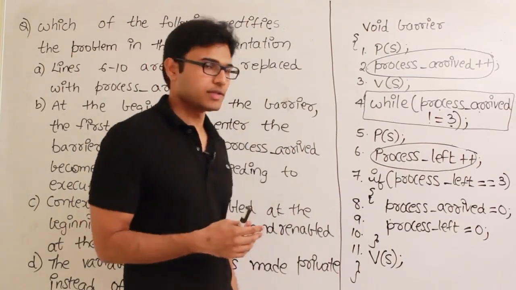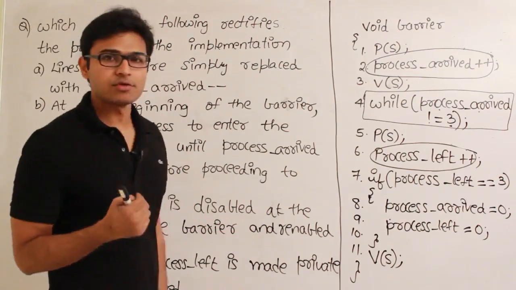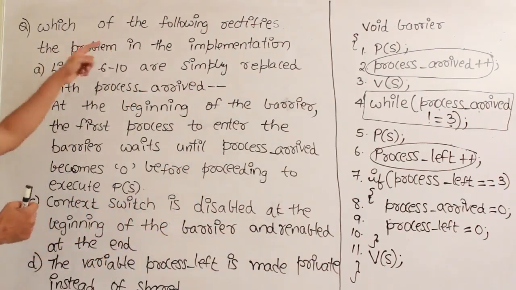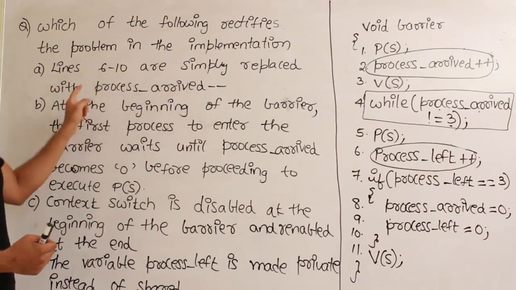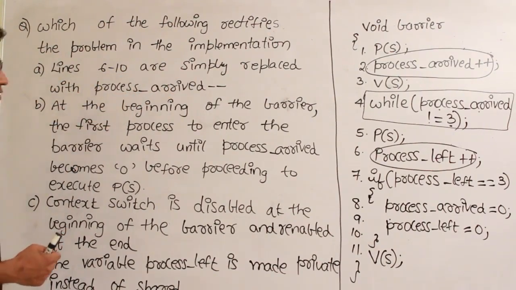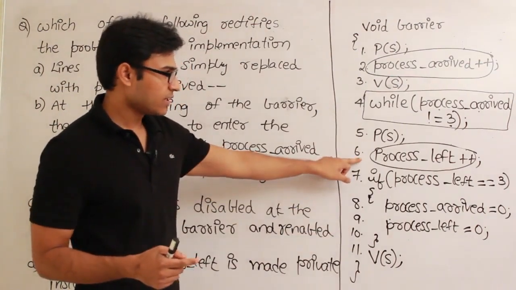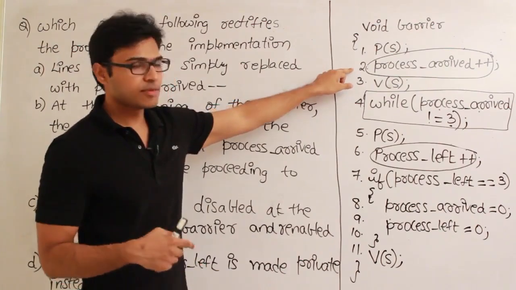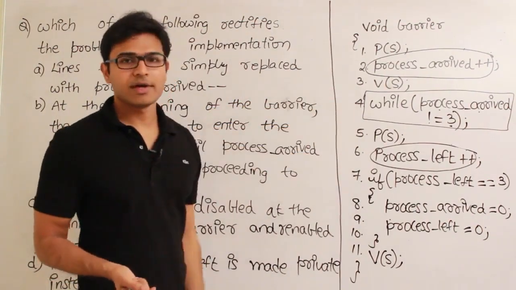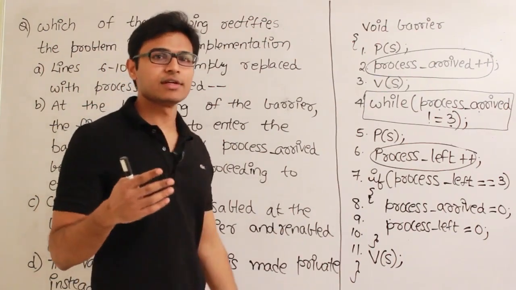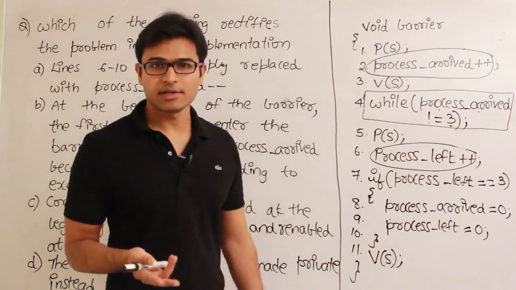And so they are trying to fix it, and they are proposing various solutions in four options. Let's see which one is going to work fine. Now they are asking which of the following rectifies the problem in the implementation. The first one says lines 6 to 10 are simply replaced with process arrived minus minus, which means that instead of using process left, if process arrived is incremented whenever a process arrives, then we could decrement it with minus minus whenever a process is leaving. They are saying don't use anything else, just replace it with process arrived minus minus. That might work.